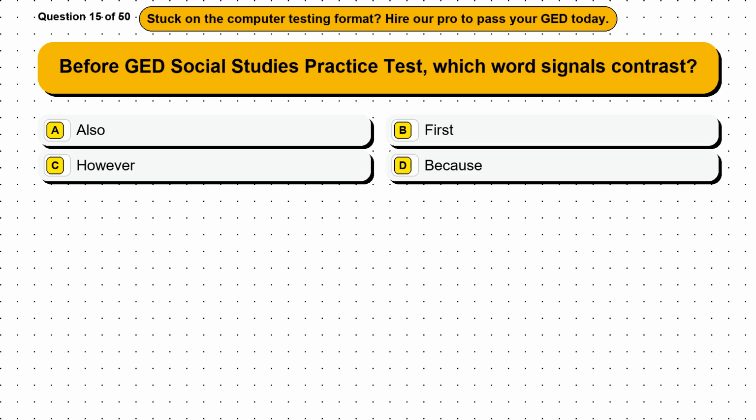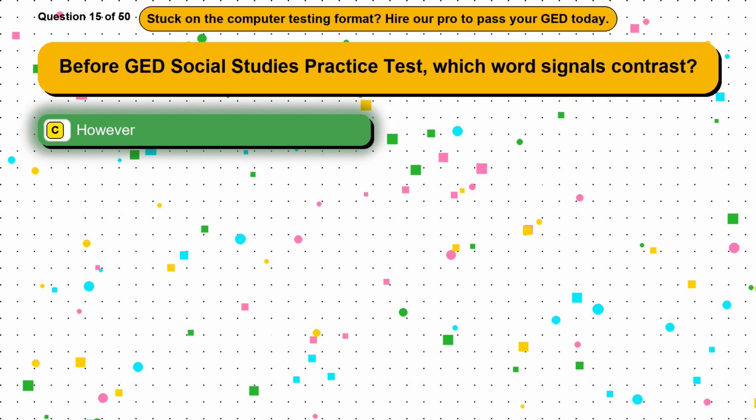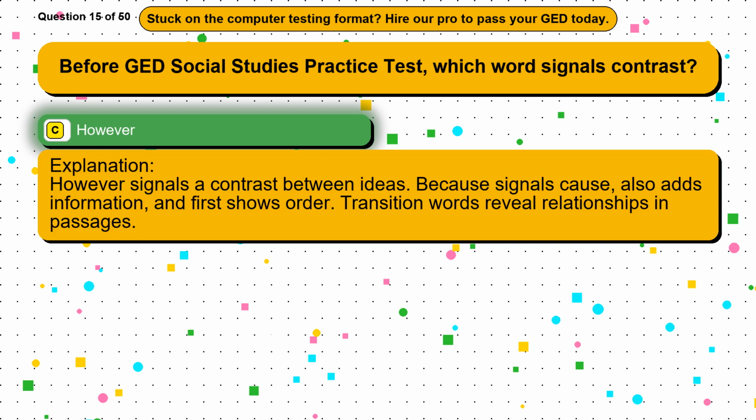Question 15. Before GED Social Studies practice test, which word signals contrast? Option A. Also. Option B. First. Option C. However. Option D because. The correct answer is option C. However. However signals a contrast between ideas.